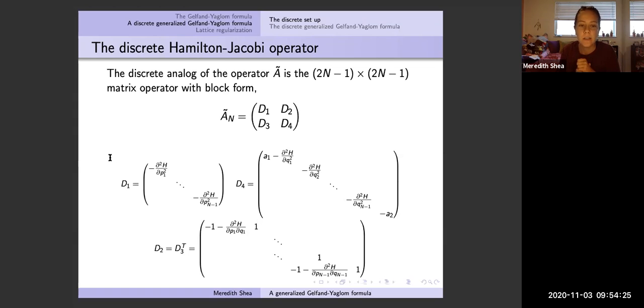And then D2 and D3 are just transposes of one another, and they're not square. They have two non-zero diagonals, I guess. One just contains ones, and the other one has -1 minus the second derivatives. The mixed derivatives appear in D2 and D3, which for a lot of cases we'll consider, we'll kind of assume the mixed derivatives are 0, but we can keep them around generally still.